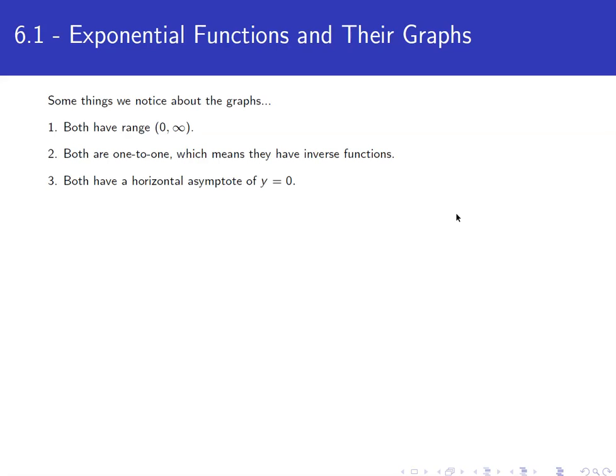Both get closer and closer to the x-axis. They both have a horizontal asymptote of y equal to 0. The first one was increasing, and the second one was decreasing.